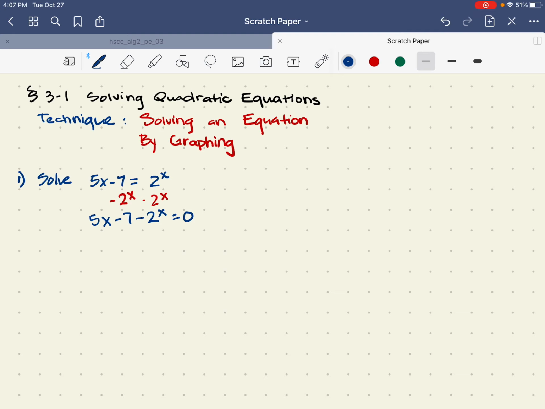Step number 2. Our second step is to change the 0 into a y. It seems kind of bizarre, but this is going to make a lot more sense when you see the graph. So we're going to take this problem and change it so that instead of 5x minus 7 minus 2 to the power of x equals 0, let's say it was equal to y. So we have y is equal to 5x minus 7 minus 2 to the power of x. And now we're going to graph this thing. So step 2 is to change it to y and graph it.